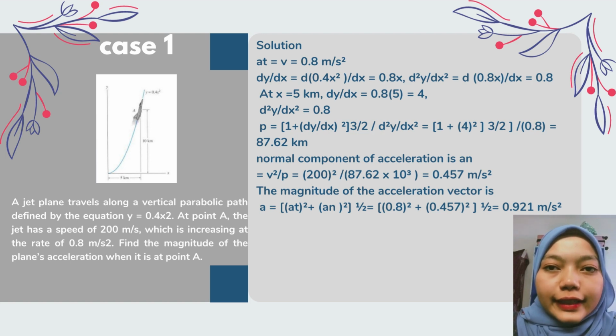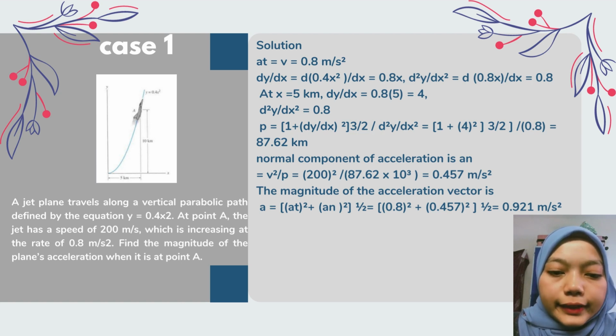The solution: at equal to v-dot equal to 0.8 mph squared. dy/dx equal to d[0.4x squared]/dx equal to 0.8x. d squared y/dx squared equal to d[0.8x]/dx equal to 0.8. At x equal to 5 km, dy/dx equal to 0.8 times 5 equal to 4. d squared y/dx squared equal to 0.8.